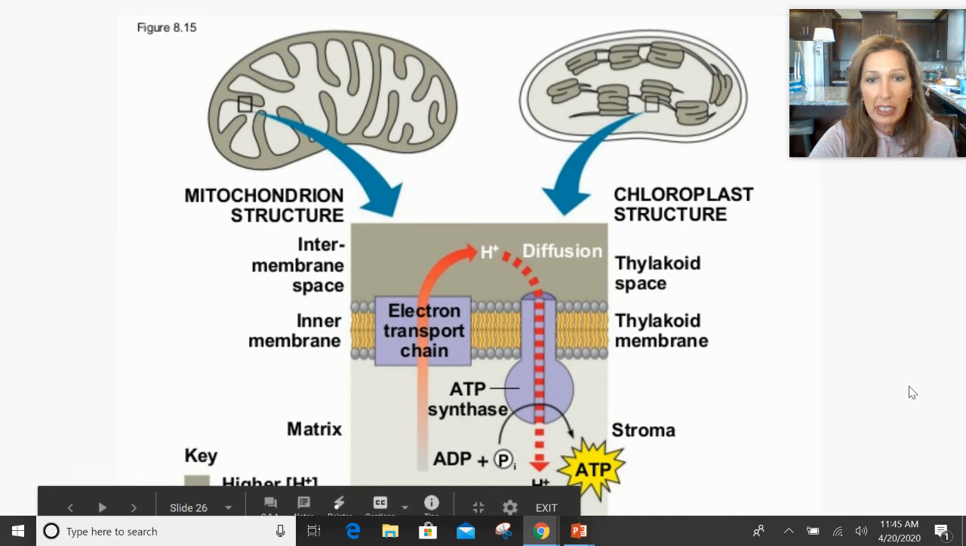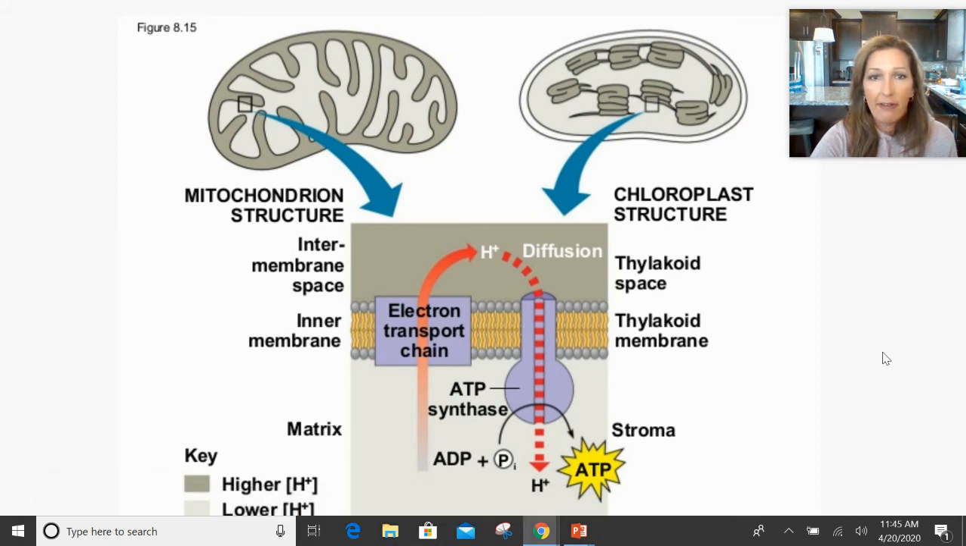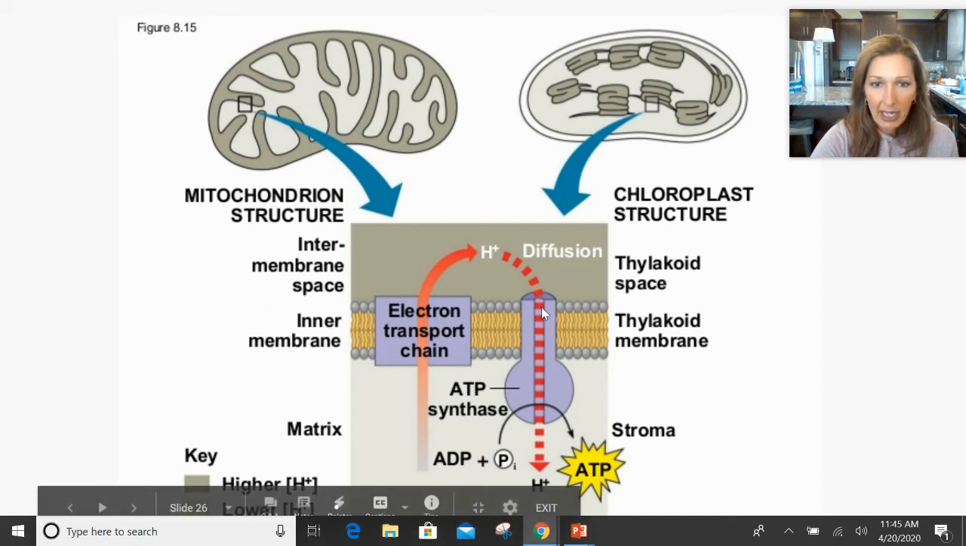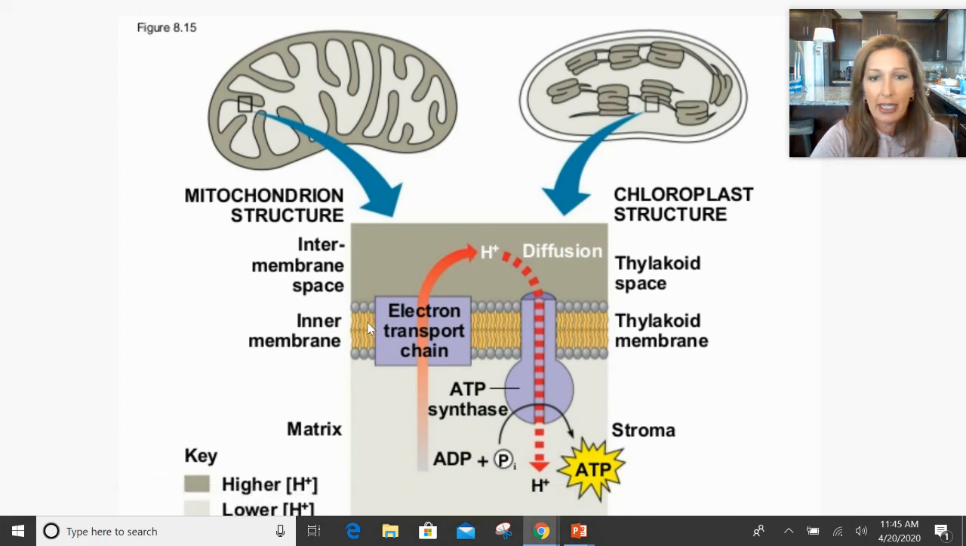So please, please, please remember, do not fall subject to the common misconception. When we talk mitochondria and we talk chloroplast, electron transport chain happens in both, but we have ATP synthase embedded in thylakoid membrane in the chloroplast, the inner membrane of the mitochondria in the mitochondria. My proton concentration is going to build up in this inner membrane space in a mitochondria. It's going to build up in the thylakoid space in a chloroplast.